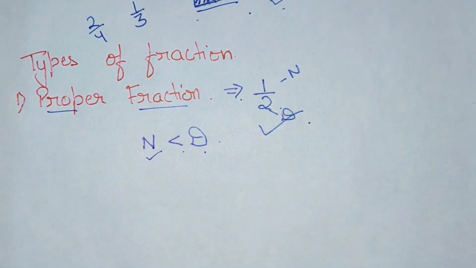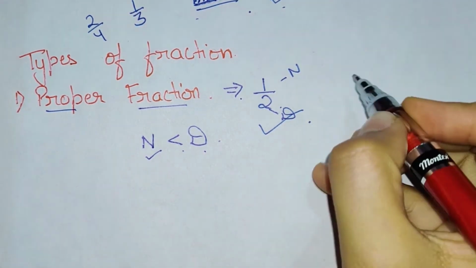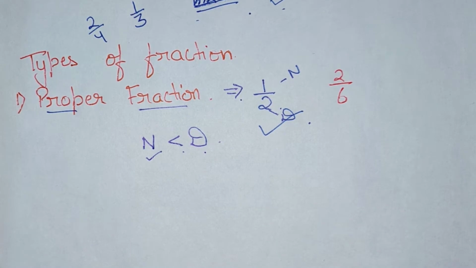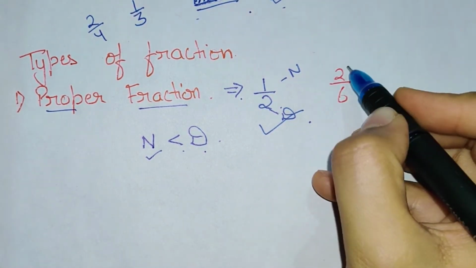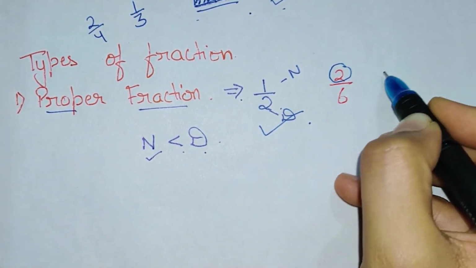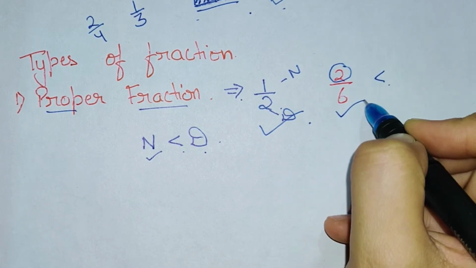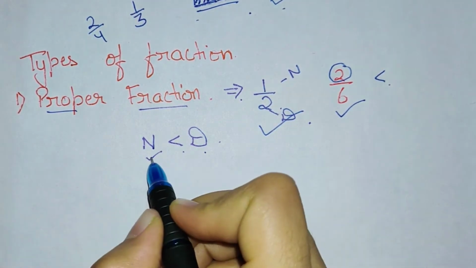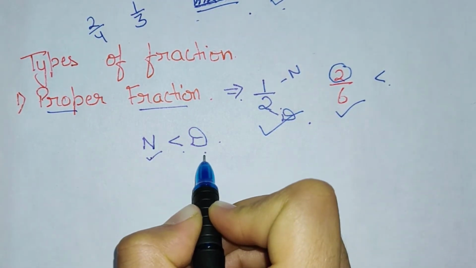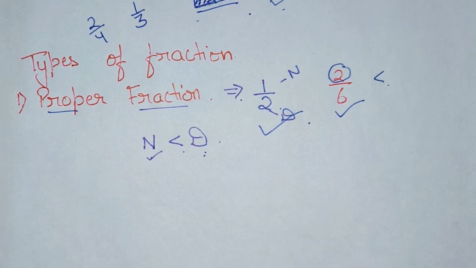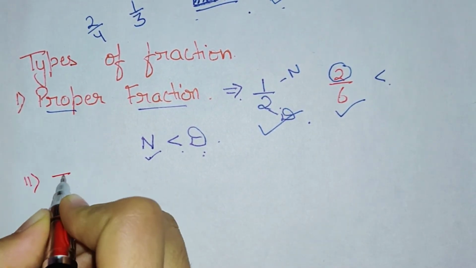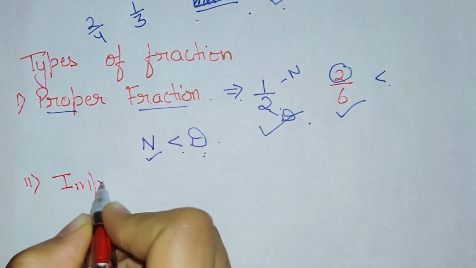We can take more examples of this, such as 2 upon 6. This is also a proper fraction. Why? Because here also numerator is smaller than denominator. So what are proper fractions? Proper fractions are those fractions in which numerator is smaller than denominator. Now our second type is improper fraction, which is just the opposite of proper fraction.